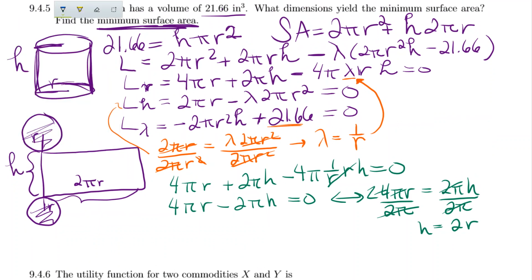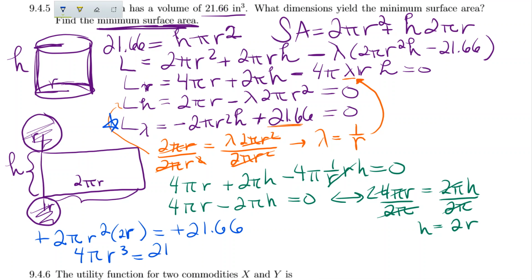Let's switch to blue. Now I'm going to use this equation. Negative 2 pi r squared h, but h is 2r, equals, and then I'm going to move the 21.66 to the other side, and remind yourself that I know how to deal with negatives. Cool. What's nice about this is when I'm done, I'm going to have nothing but r's. So I'm going to take the 2 and combine it with the 2 to get 4 pi r cubed is 21.66. So this is pretty easy.